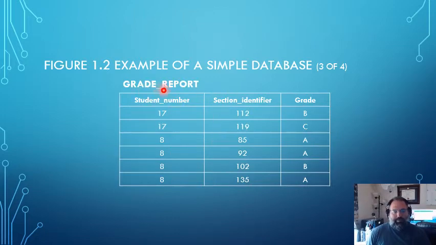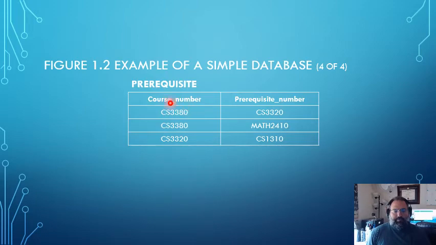Another example would be a grade report of what a student in a section earned in that particular section. Prerequisites: the course number is 3380, and in order to take it, you had to have taken CS 3320, and so on. So again, a table with two columns, one being a course and the other the course required to be taken prior to it, the prerequisite for that course.